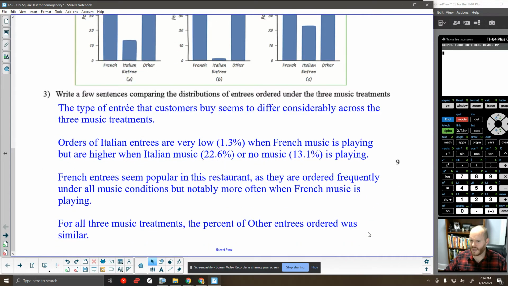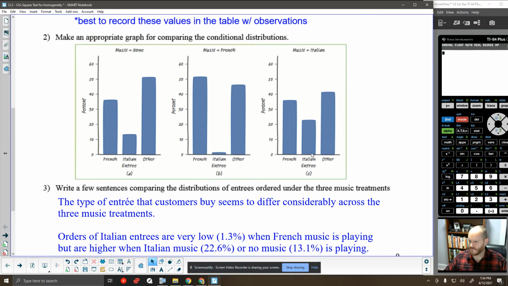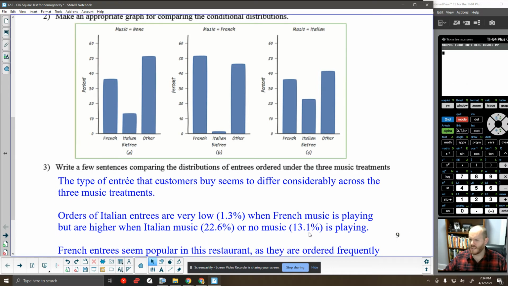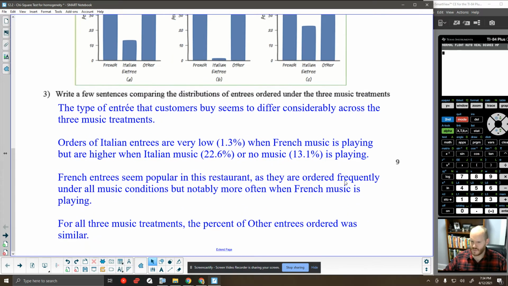Similarly, if I look at some of the other treatments, when Italian music is playing, there seems to be an increase in the percentage of Italian orders as compared to French or none. And when no music is playing, it's just 13.1%. So there definitely seems to be an influence of the music.